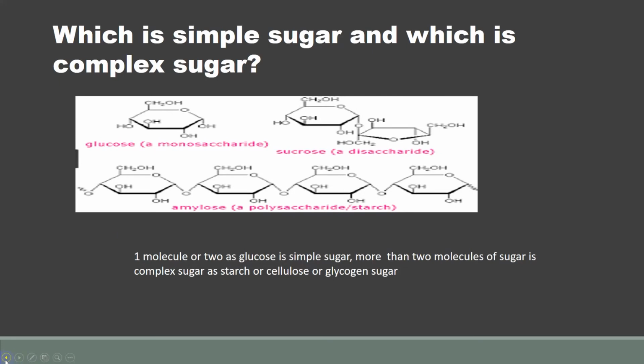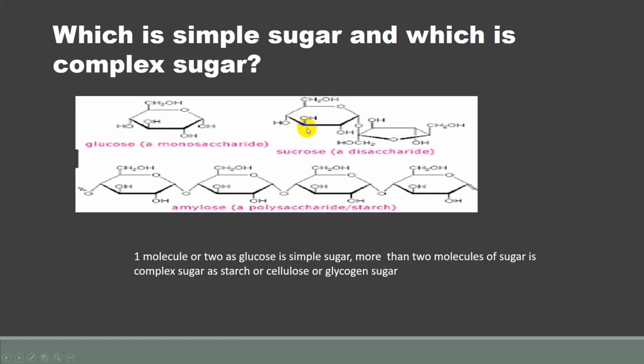Which is the simple sugar and which is the complex sugar? For example, glucose is a simple sugar. Why? Because it's a monosaccharide. It consists only of one molecule of sugar. While sucrose is a disaccharide. Why? Because it consists of two molecules of sugar, which are glucose and fructose. Both glucose and sucrose are simple sugars.